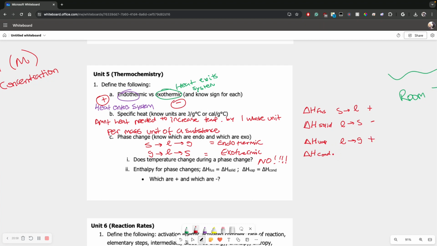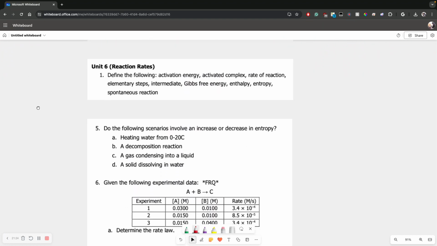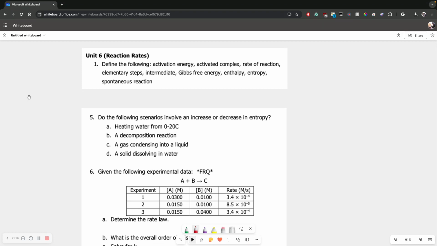Delta H condensation, right? Going from gas back to liquid, which is negative, because we talked about how it is exothermic. So that is Unit 5 of Thermochemistry. That's the only question that was neglected off of that unit. So moving forth down to Unit 6, which is rate laws, or more officially, reaction rates.